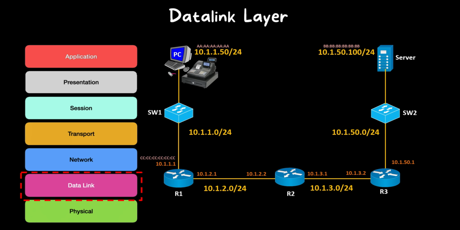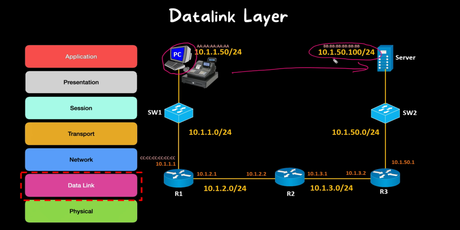So first of all, this is our client machine. 10.1.1.50 is the IP address of the client machine. When it creates a sales order, it is preparing data that needs to be sent to the sales application located on the server, and this is the IP address of the server, 10.1.50.100. These two networks, the server network and the store network, are not connected together.